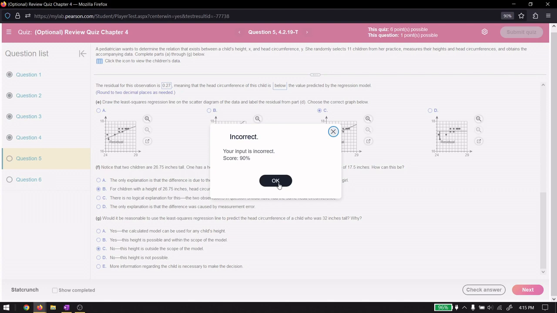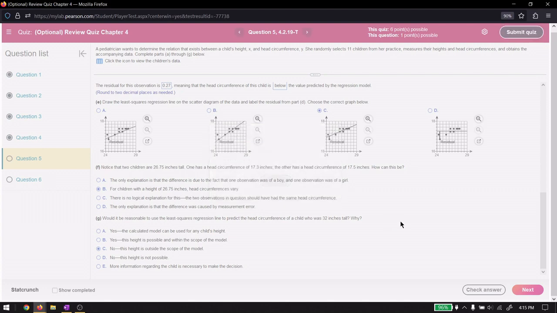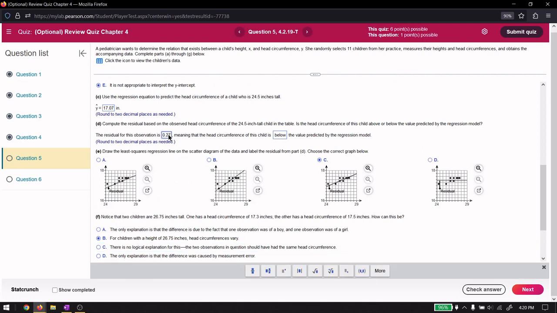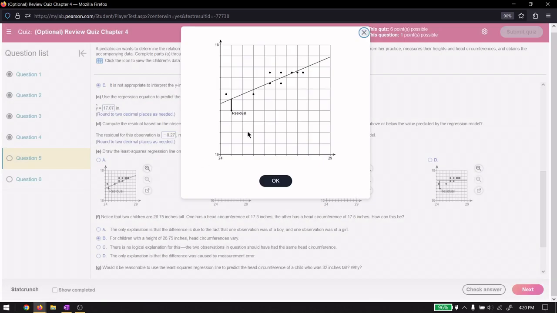Okay, let me see what I did wrong here. Give me just a second. Okay, the only error that I had here was this one right here. The residual for this observation is not 0.27, but negative 0.27. That's because the actual data was lower than the estimated line that you can see right here. And because this is downward, we went down from the line. That means it's going to be negative, not positive.